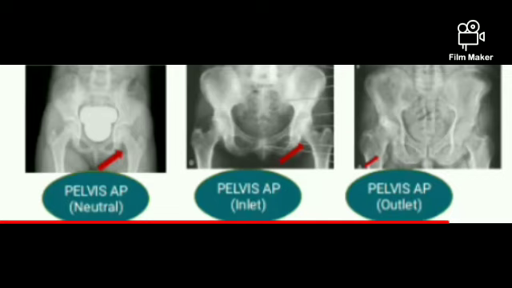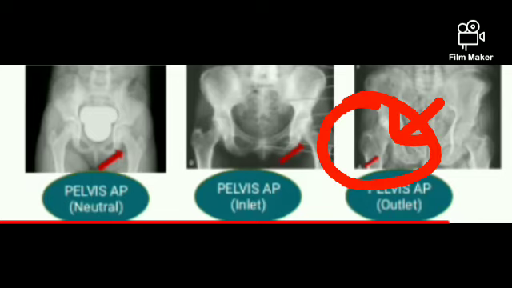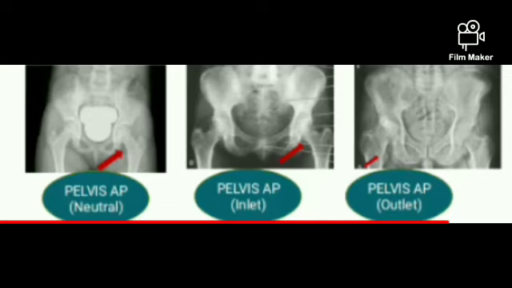Next, the third image you can see here, this is the outlet view of pelvis. In this view, I have marked with the red marking. The specialty of this view is that we can see the lesser trochanter. In the other two views, neutral and inlet, you can't see the lesser trochanter clearly. So this is the most favorite view for our orthopedic surgeons who are undergoing surgery for pelvic examination like THR. This view is mainly taken in the OT area to see the lesser trochanter clearly.